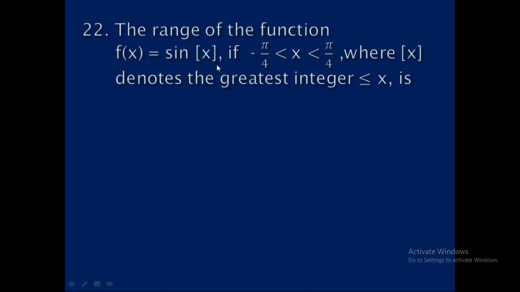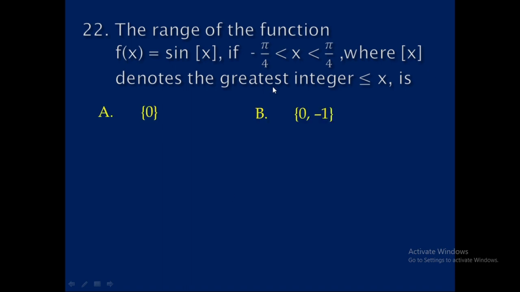Given that the domain of this function is x greater than minus pi by 4 and less than plus pi by 4. This one is the greatest integer function. You know the definition of the greatest integer function: the greatest integer which is less than or equal to itself. The first option: singleton set 0.